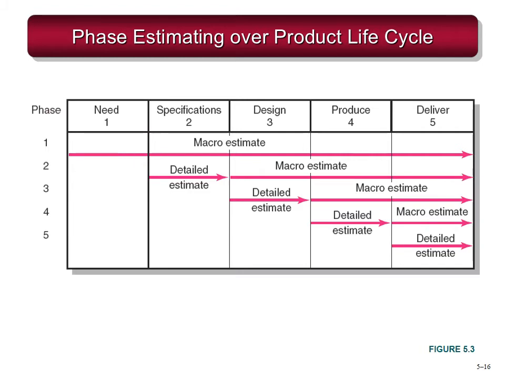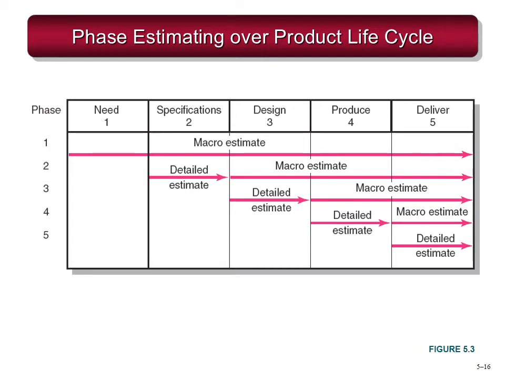Again, detailed for a specific task, like for the specification. In phase 2 we know about the specification, so we can go for a detailed estimate for that, but for the design, production and delivery we don't have any understanding. We go for the macro estimate or the top down estimate.